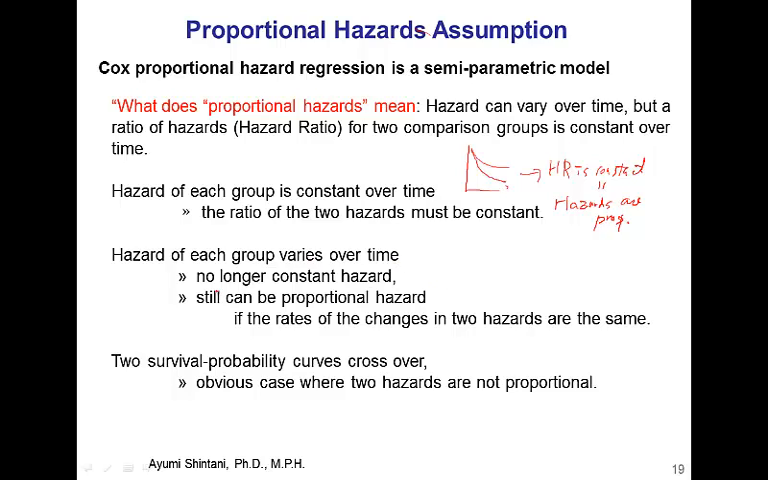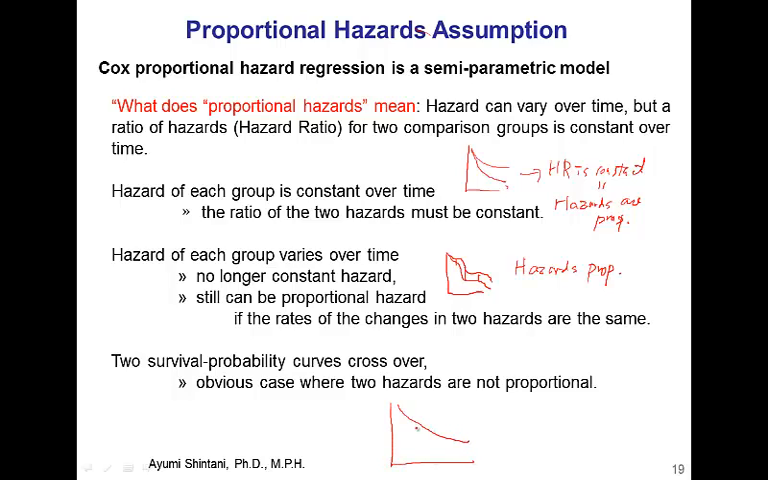Okay, so when you have changing hazard, you get a weird looking survival graph, but another group is also weird looking. The weirdness is similar, and then you can still have a constant hazard ratio. Alright, so in this case we still have proportional hazards.